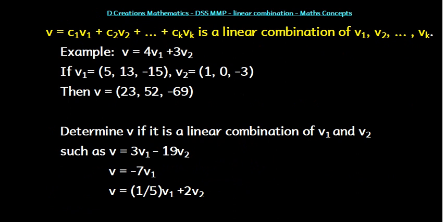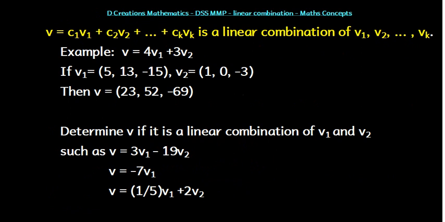If you want to get the second component, again 4 into 13 plus 3 into 0, so 52. Similarly, third component, can you find it out? Yes. 4 into minus 15 is minus 60 and 3 into minus 3 is minus 9. So minus 60 minus 9 is minus 69. So you get the entire vector 23, 52, minus 69.